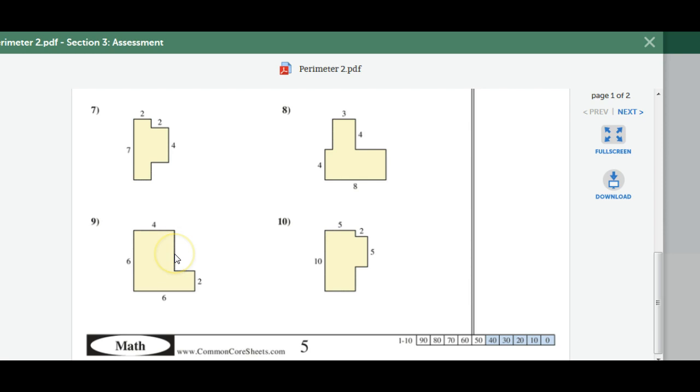And some of the side lengths are left off, and students have to use a little bit of knowledge of perimeter in order to determine the missing side length. And that's an overview of the Perimeter Targeted Skills Group.